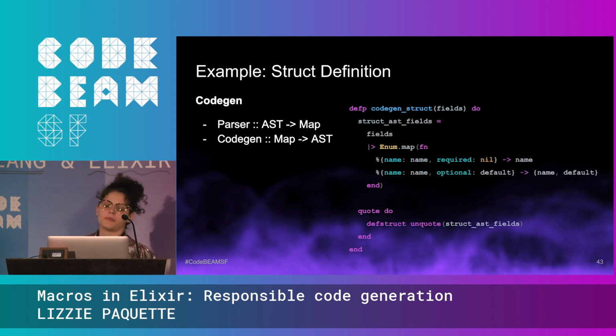So if parsing was from the AST to a map, in CodeGen, we take the map of fields that we built and then we're generating an AST. Here is an example of just one part of when we're actually doing the defstruct code generation. Essentially what we do is we go over the fields map and pull out the values we need. If it's required, just the atom. If it's not, take the default with it. And then we just inject the code, defstruct with the keyword list.